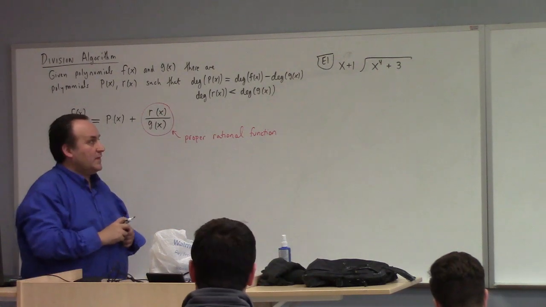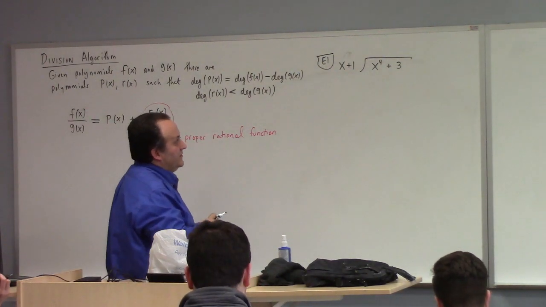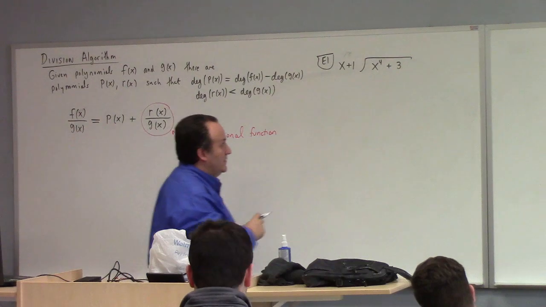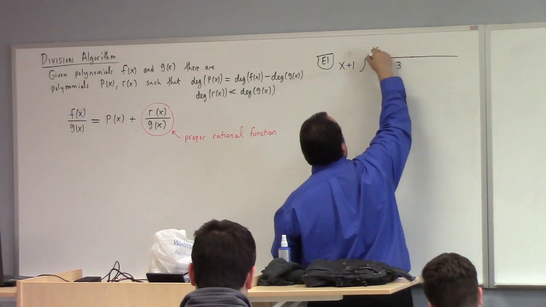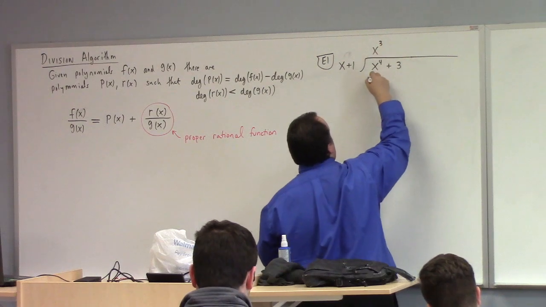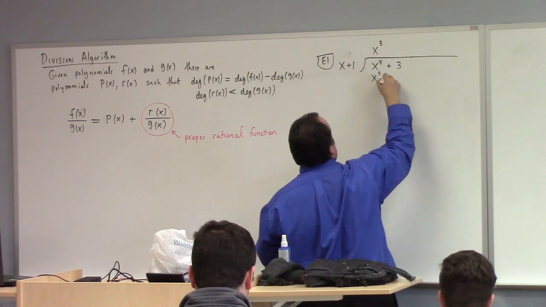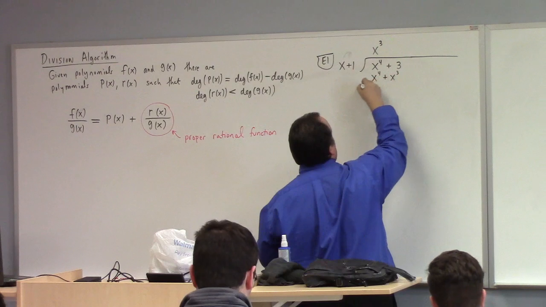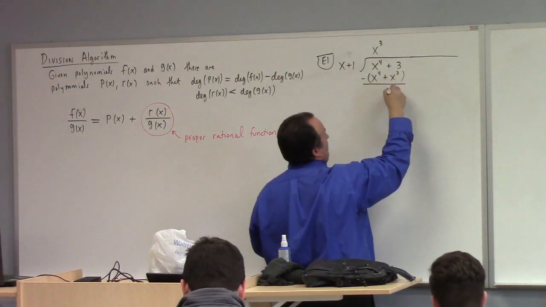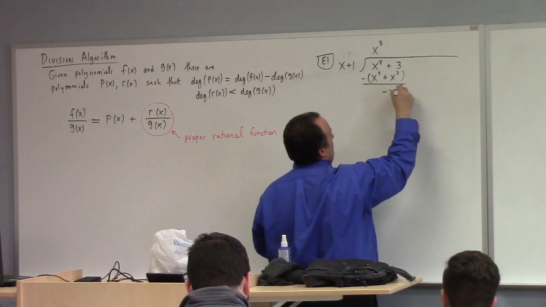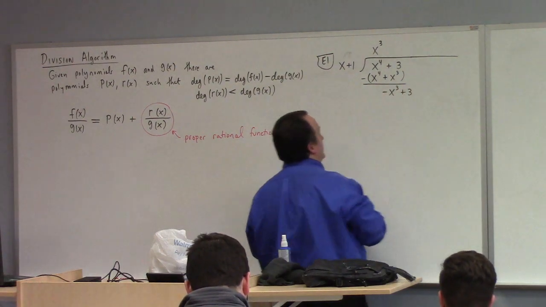Let's try this out. So to start with, what do I put? I put x cubed. X cubed, Michael's got it. So that brings down x to the 4th plus x cubed. Then I subtract. And I get myself minus x cubed plus 3.